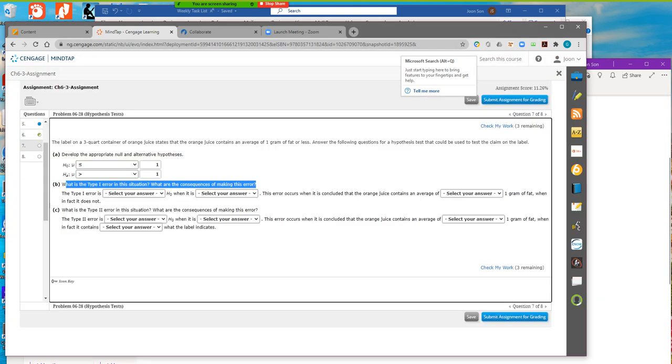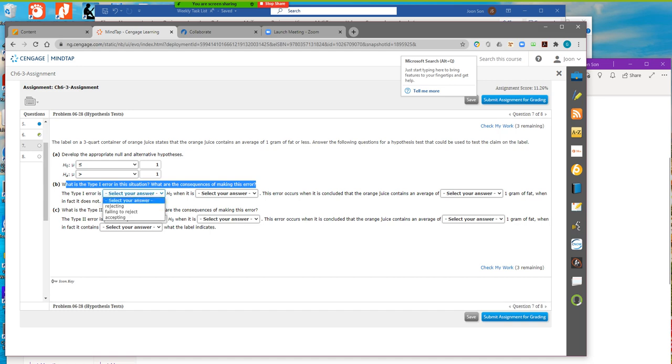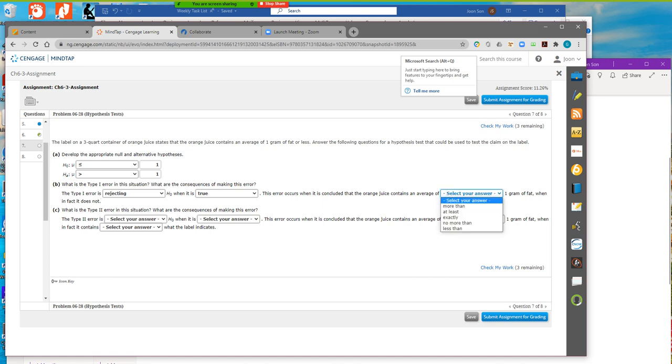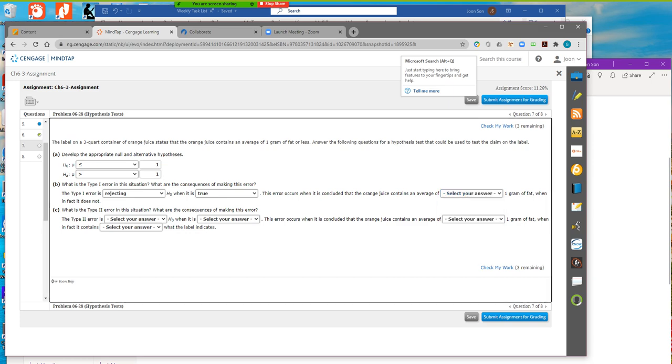So the type 1 error is basically rejecting the null hypothesis when the null hypothesis is actually true. This is the definition of type 1 error, and the next sentence is the interpretation. So this error occurs when it is concluded that orange juice contains an average of more than 1 gram of fat, when in fact it does not.